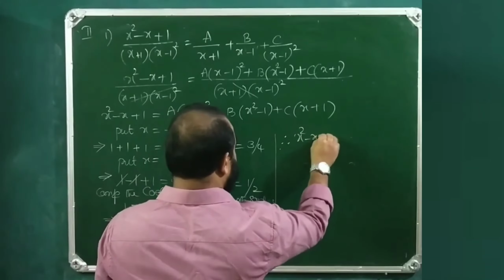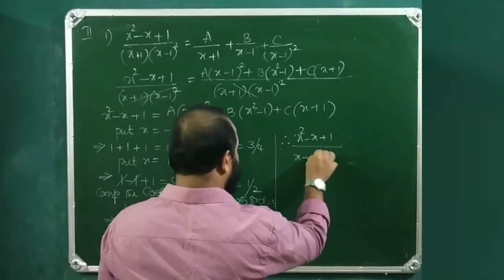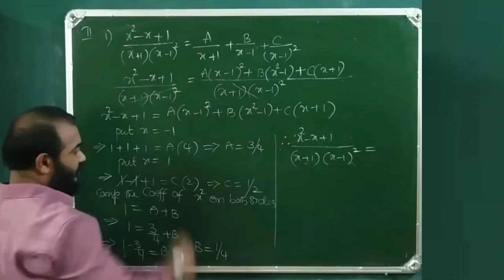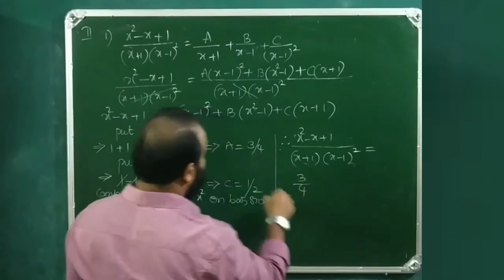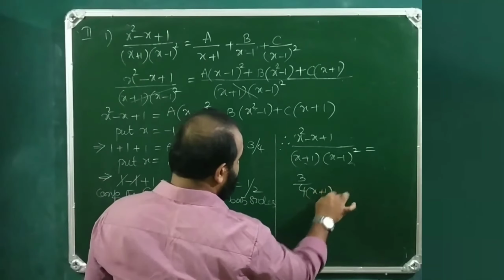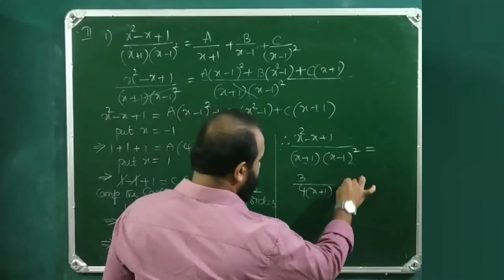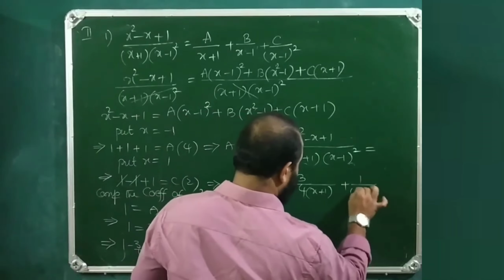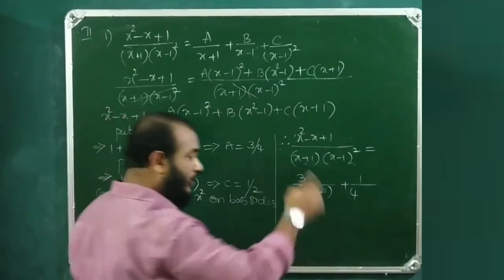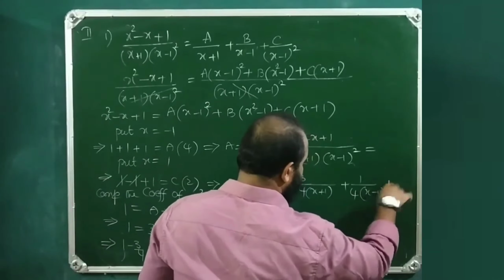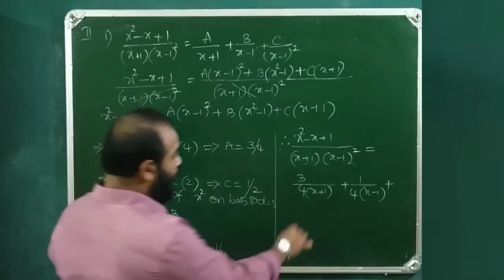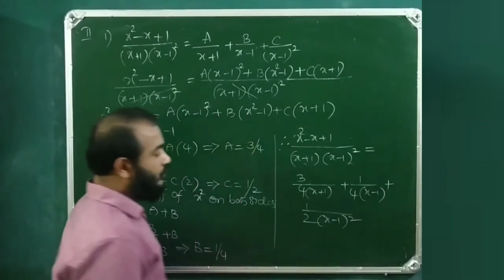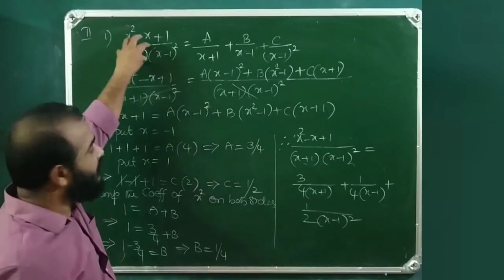Therefore, x square minus x plus 1 by (x plus 1) into (x minus 1) whole square is equal to: the value of a is 3 by 4, so 3 by 4 into x plus 1, plus the value of b is 1 by 4, by x minus 1, so 1 by 4 into x minus 1, plus the value of c is 1 by 2 by (x minus 1) whole square, so 1 by 2 into (x minus 1) whole square. So this is the partial fractions of this proper fraction.